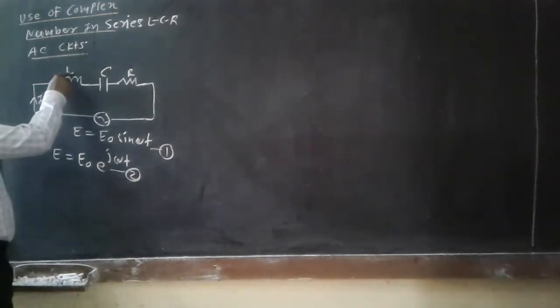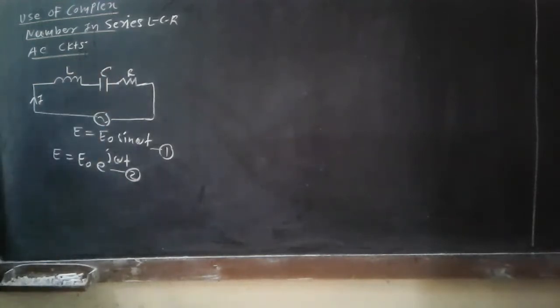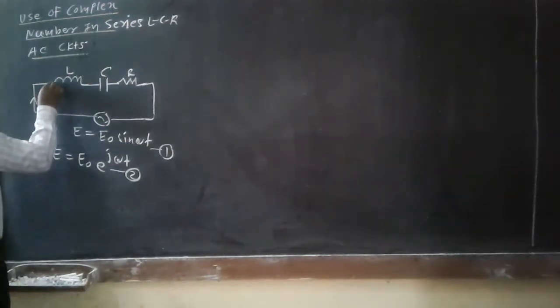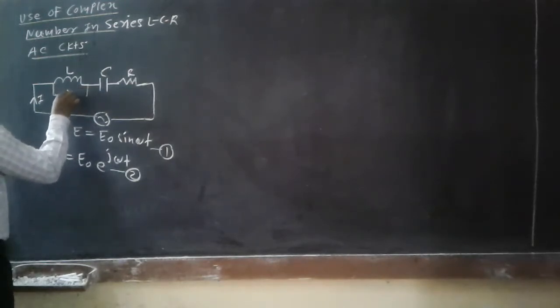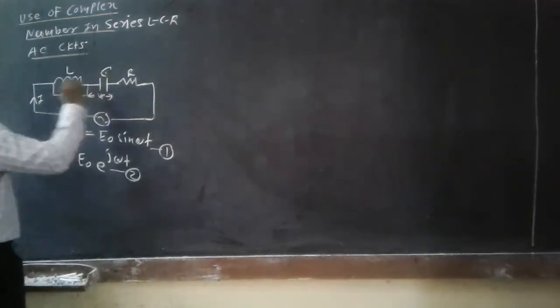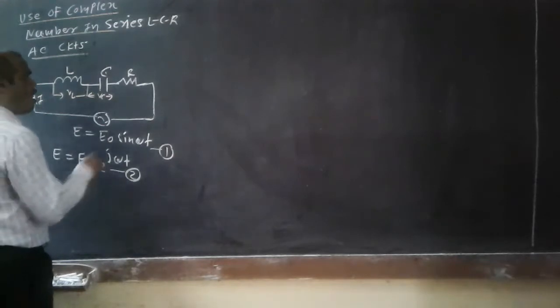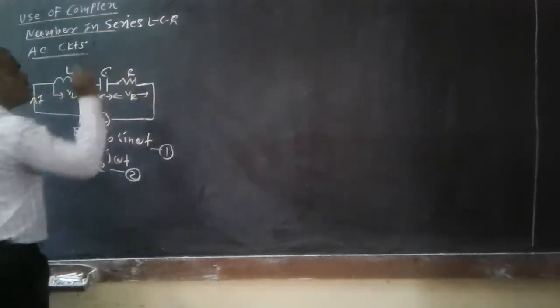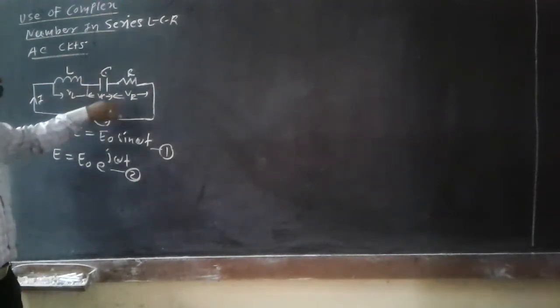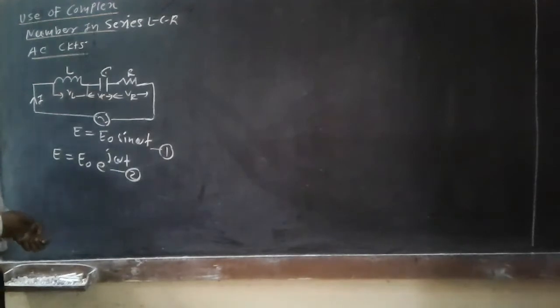Now as inductor L, capacitor C and resistor R are connected in series, we know that in series the current is the same, that is I. Let us suppose that VL is the voltage across the inductor L, VC is the voltage across the capacitor C, and VR is the voltage across the resistance R.